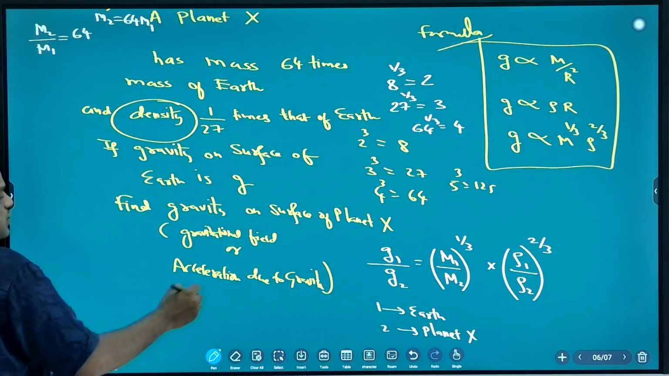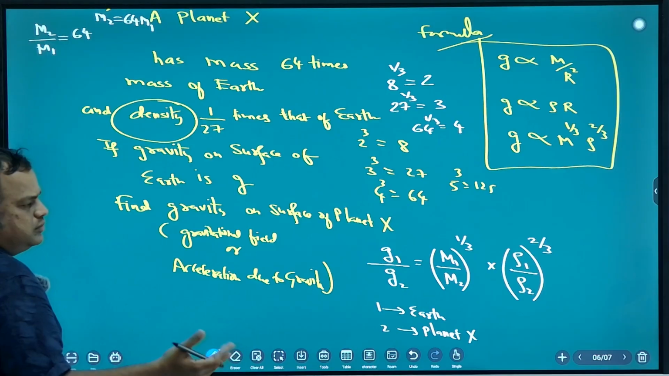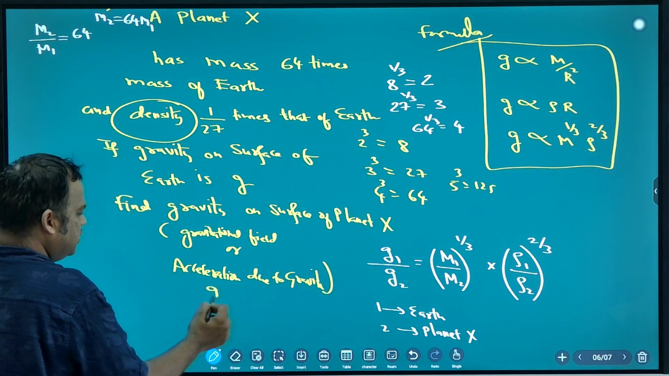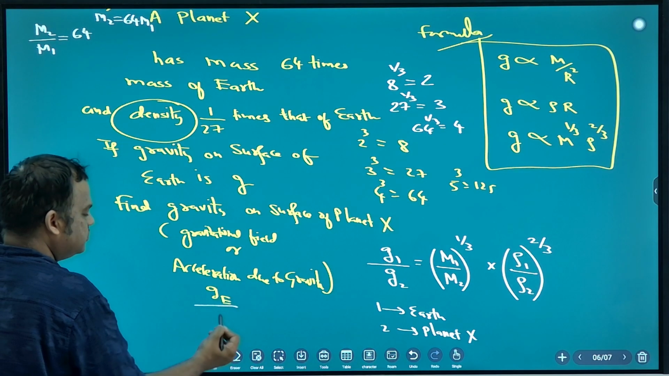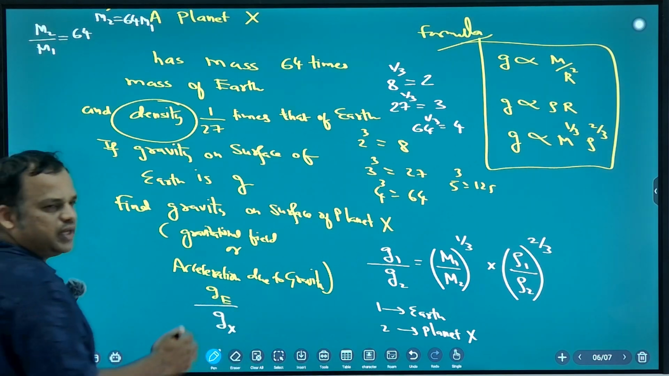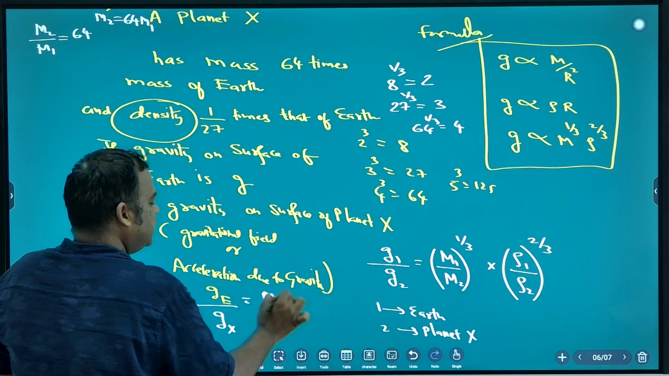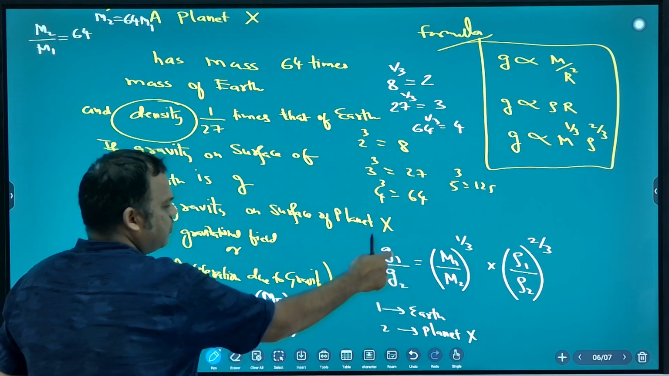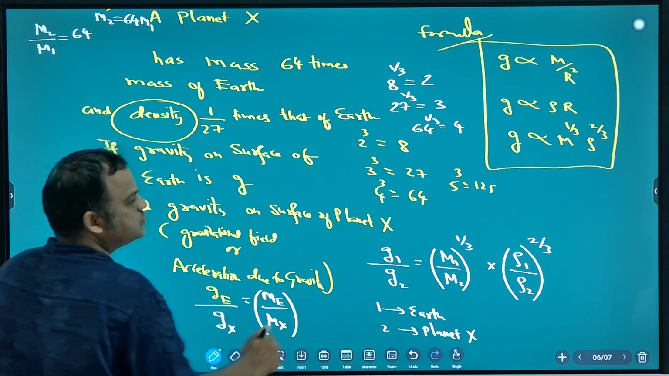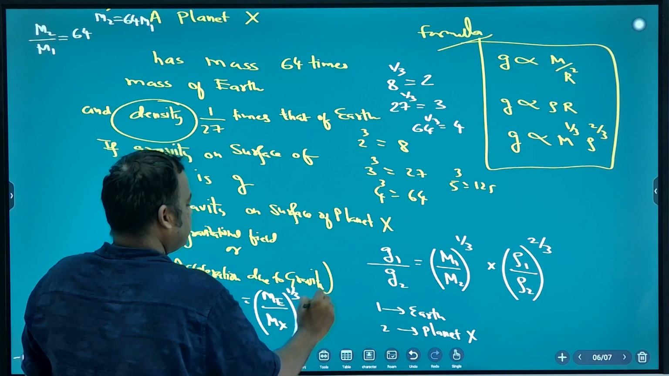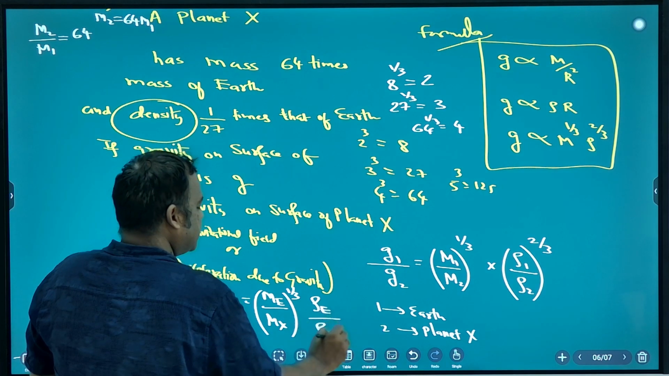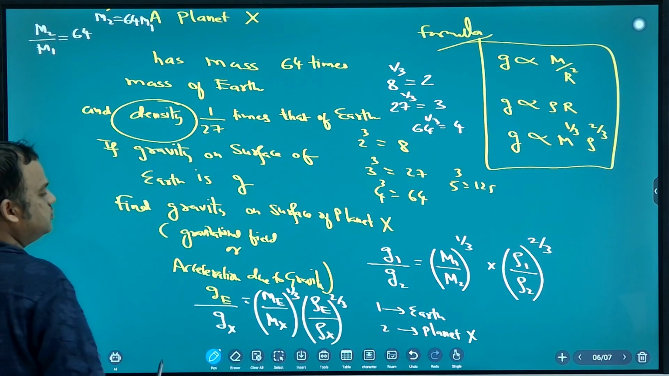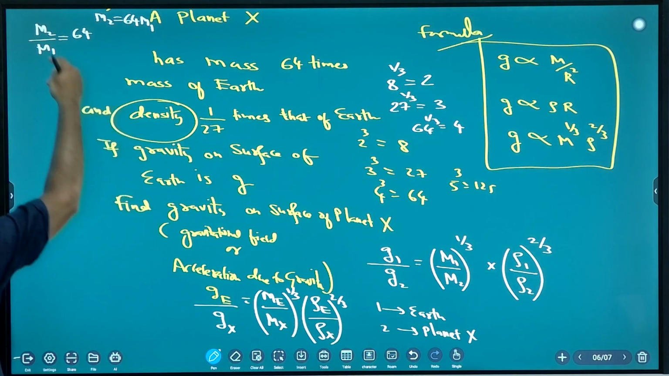See, how you solve, I don't know. If you solve properly G1 by G2, or you can solve like this also. GE, GE means Earth, GX, planet, ME by MX. You can do like this. If you don't want 1 and 2, you can take E and X. Rho E by rho X. You can solve like this also. So I am doing like this.